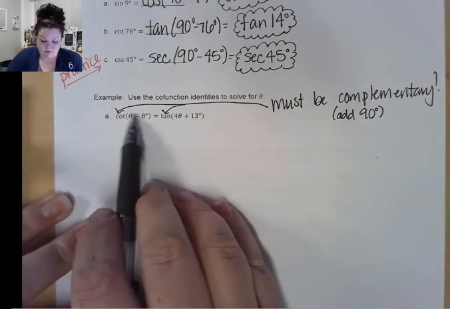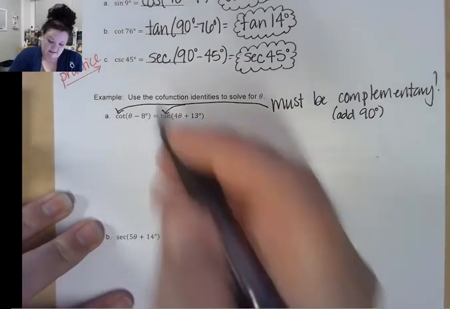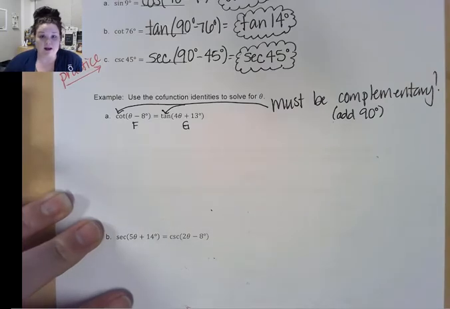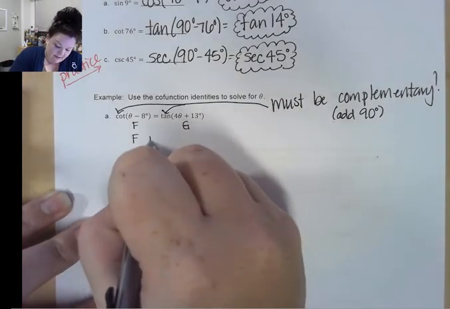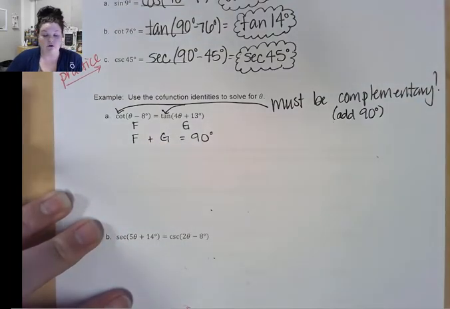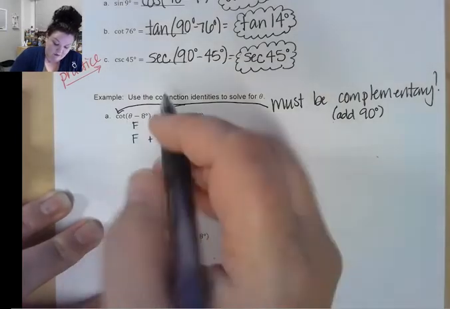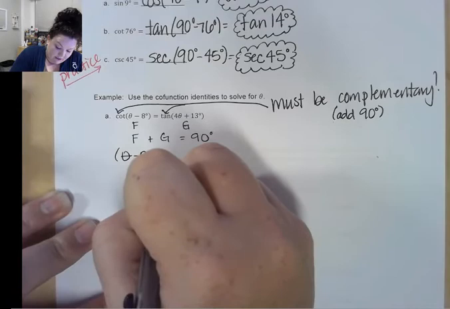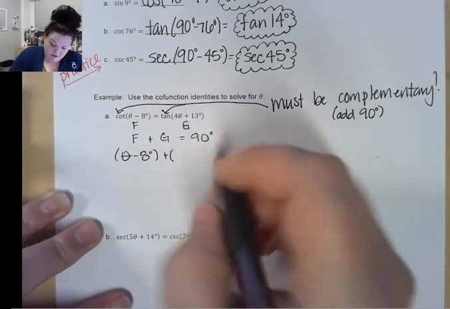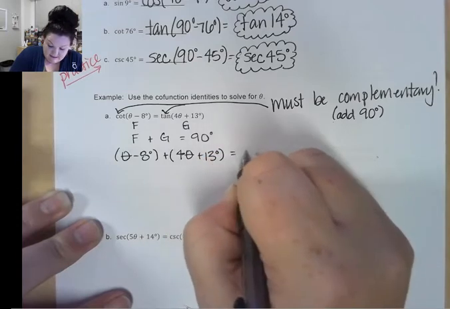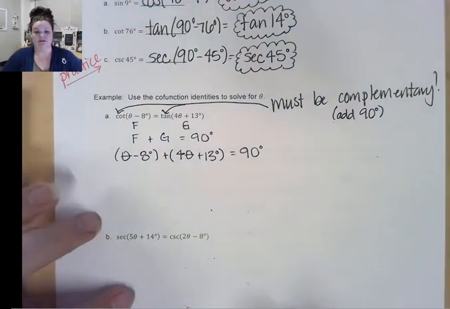Because really, whatever's inside these parentheses, we could call this F and we could call this G, right? It doesn't matter what F and G are. If they're complementary angles, that means that F plus G equals 90 degrees. Or in this case, my first angle measure, which is theta minus 8 degrees, plus my second angle measure, which is 4 theta plus 13 degrees, has to equal 90 degrees, okay?